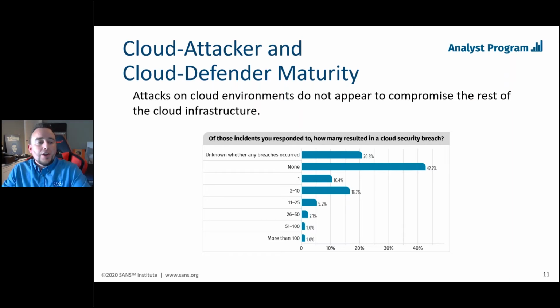So we still have unknowns here, with a substantial amount. Unknown whether any breaches occurred: 20.8%. That can be a good feeling, not having concluded that we're fully breached. And then we see some statistics here where we have some incidents, in fact, several here, that did result in a cloud security breach, where the attackers were able to pivot and, well, basically get into more assets.